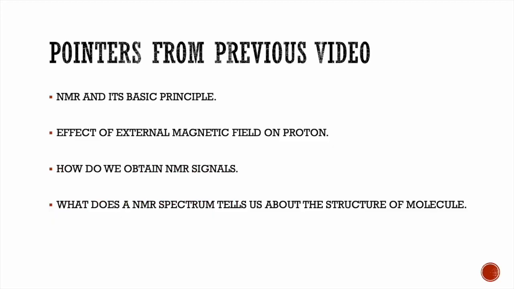So the main pointers from the previous video were NMR and its basic principle that we discussed. We also talked about the effect of external magnetic field when a proton is kept in its environment. And then we talked about how we get NMR signals, how we get the spectrum of NMR, and then we landed upon the information that we can gather from the spectrum of an NMR related to the structure of a molecule. So with these pointers in mind, let's continue further.